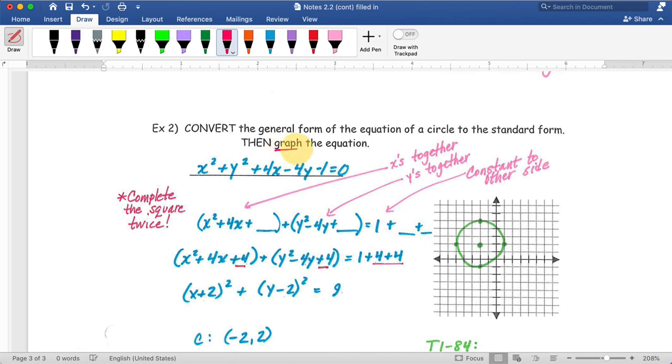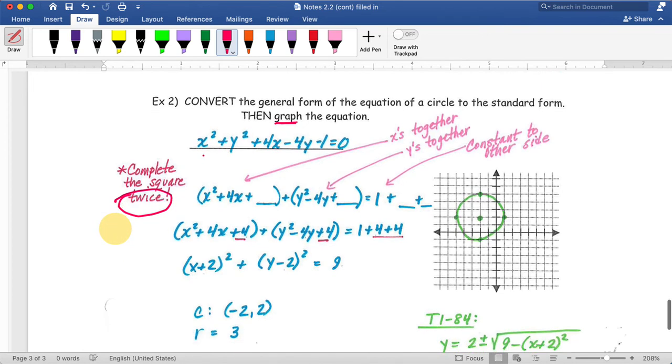Okay, so I want to graph it. I need to know what the center and the radius is. Now, you are going to complete the square not once, but twice, okay? Got to complete the square twice. So what you're going to do is put these x terms together right here in this grouping. x squared, 4x. And then you do plus space because you're going to complete the square here. And then you're going to do the same thing in a separate grouping.